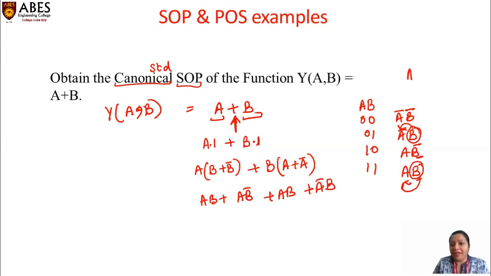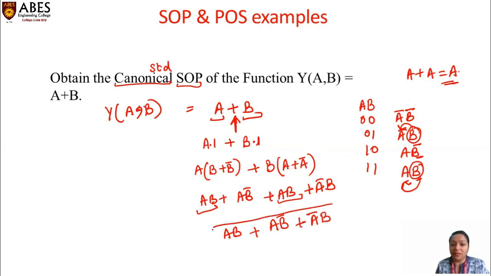Now, we already know from the Boolean identities that A plus A is always equal to A. So we can write it like this: AB plus AB bar plus A bar B. Now, this is your canonical sum of product. Sum of product term, and each product term is having both the variables either in the direct form or in the complemented form.